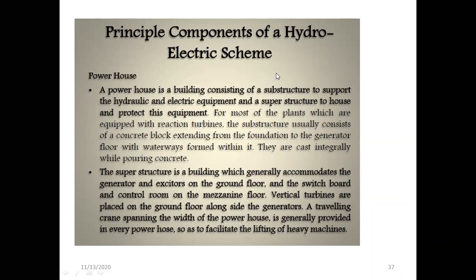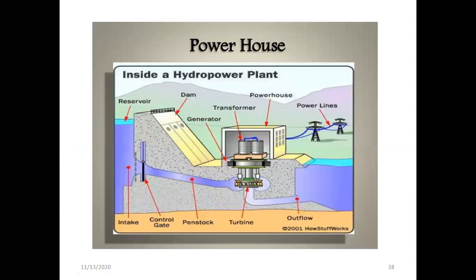The powerhouse houses the electrical equipment. Some of the electrical equipment includes the generators and a number of hoisting cranes. The powerhouse has the transformers. It has all the basic equipment to process the electric power. This is an example of the powerhouse.